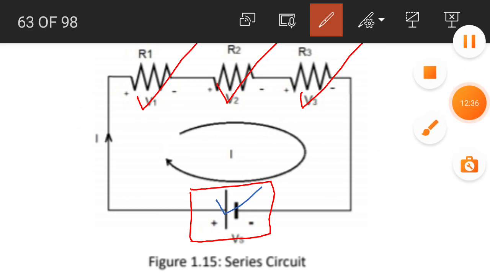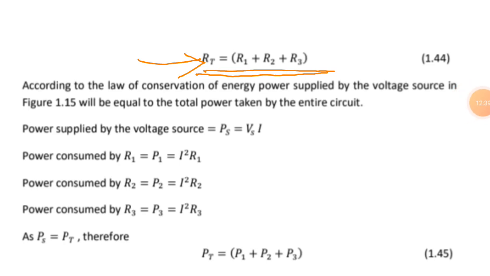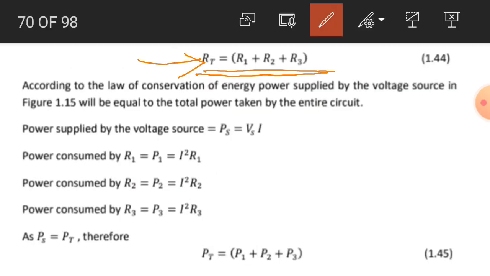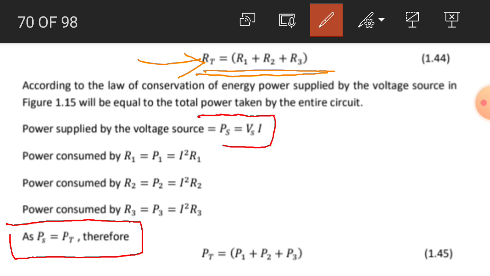So according to the law of conservation of energy, the power supplied by the voltage source will be equal to the power taken by the entire circuit. We can calculate the power supplied by the voltage source with the help of this equation. The power supplied by the voltage source will be equal to Vs I, that is the voltage across the source multiplied by the current in the source.